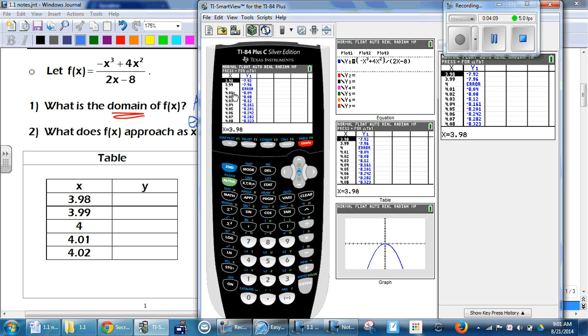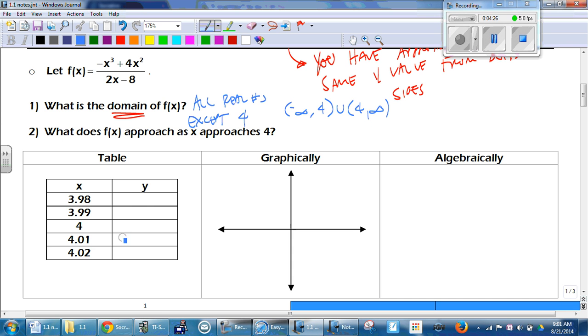And we can see we get 3.98. When we put that in for x, we get negative 7.92. 3.99, negative 7.96. And this should be no surprise. If we put 4 in, there's an error. We can't, right? Because we get the 0 in the denominator. And then negative 8.04, negative 8.08. So let's go ahead and fill that out. Negative 7.92, negative 7.96. This one we'll write undefined. Negative 8.04 and negative 8.08.